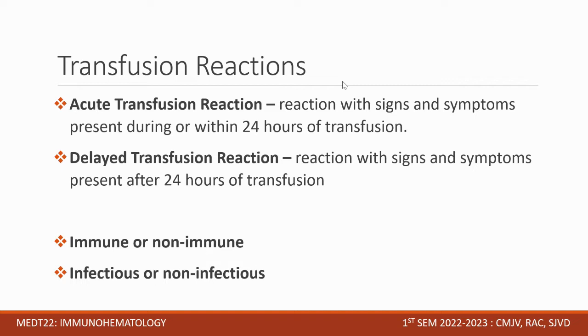Acute are signs and symptoms, or the reaction, that occurs during the transfusion itself or within 24 hours. Delayed naman are those whose signs and symptoms present after 24 hours of transfusion. Okay? So that is the main difference between acute and delayed transfusion reaction. We could also categorize them as immune or non-immune, and infectious or non-infectious, which we will mention again later. Okay?